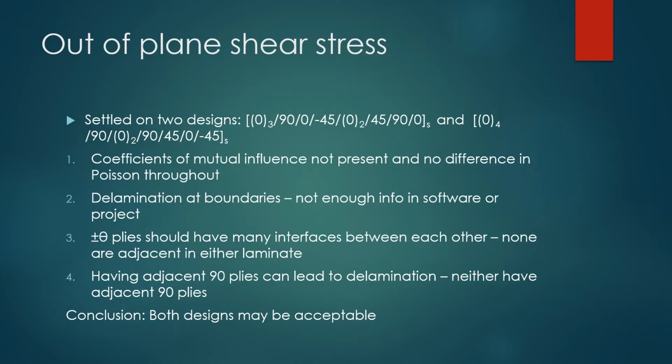Next, there's delamination at boundaries. However, there's not enough info provided in the project and not enough capabilities in the Laminator software for us to consider this. Next, we consider that plus and minus theta angle plies should have many interfaces between each other. Technically, none are adjacent in either of the laminate. However, one of them has a small advantage in one extra layer between plus and minus theta layers. Finally, having adjacent 90-degree plies can lead to delamination. Again, neither of these have 90-degree plies, so in conclusion, both designs may be acceptable. However, we did have to finalize that.